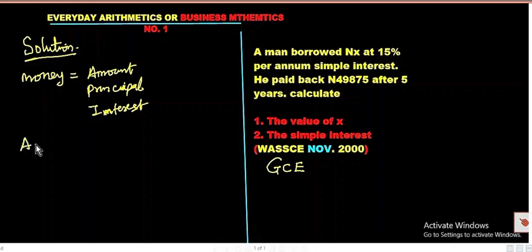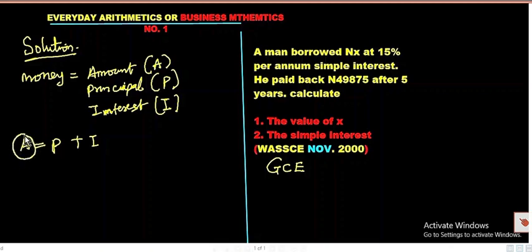I'm going to write P for principal, A for amount, and I for interest. So amount is principal plus the interest. So the amount is the total. Principal is the amount you borrowed or amount you are using to start up a business. Interest is what it has been able to make after a given time. So the trick is that amount should be the highest money, principal should be the second biggest money, and interest should be the least money.